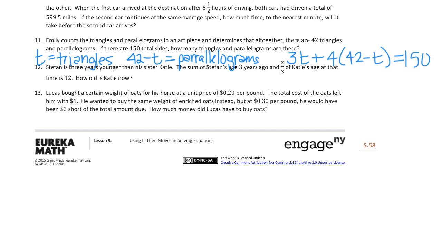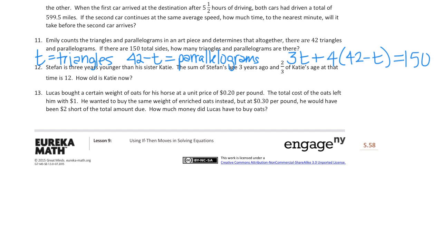All right, for the last problem that I'm going to be working out, Lucas brought a certain weight of oats for his horse at a unit price of 20 cents per pound. The total cost of the oats left him with $1. He wanted to buy the same weight of enriched oats instead, but at 30 cents per pound. He would have been short $2, the total amount due. How much money did Lucas have to buy oats?